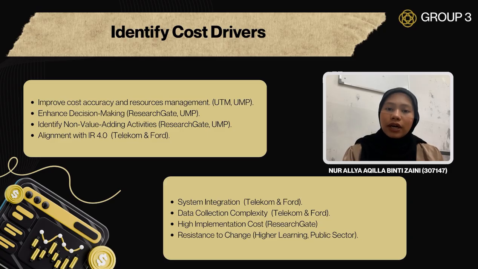Implementing ABC requires integrating a new costing system with the existing enterprise resource planning (ERP) system. Second, it also needs high implementation costs, where ABC requires substantial investment in data collection, system development, and training. And it is also complex. Identifying activities and cost drivers is time-consuming and complex, especially in large or service-oriented organizations.